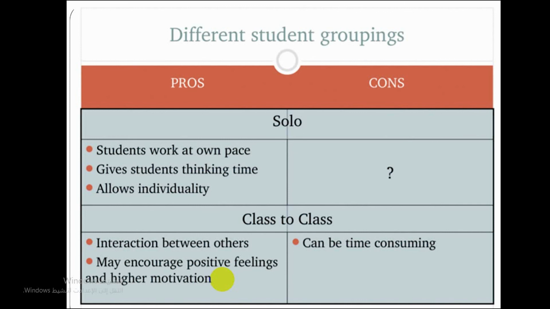Class to class interactions are good for surveys, for example, where students can work with students they don't normally interact with in English lessons. They are also good for discussions, lectures and presentations. This is the disadvantage of the class to class arrangement: it can be time consuming to organize, but at its best it can often give students a huge sense of satisfaction.